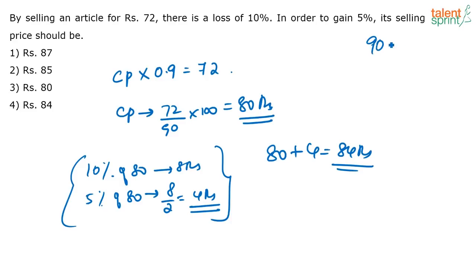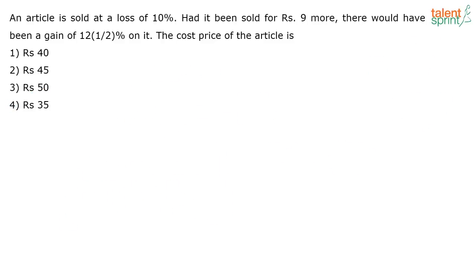Or otherwise you can say that 90% is 72. So what is 105%? Again, same concept. Instead of doing it this way, you can cross multiply, 105 into 72 by 90. Any method works. This is how you solve it. Here what I did was cost price into 0.9, or 90% of the cost price is 72. So the cost price is 80. 10% of 80 is 8. 5% of 80 is 4. So to get a 5% profit, I have to sell it at 80 plus 4, or 84 rupees. That is option 4. Next one.